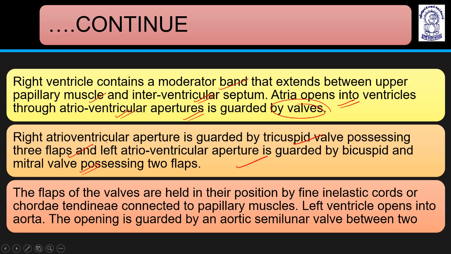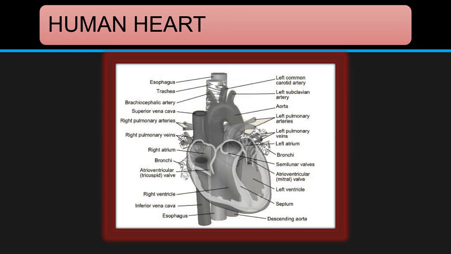Okay. The flaps of the valves are held in position by fine elastic cords or chordae tendineae connected to the papillary muscles. Okay. The chordae tendineae basically connect these atrioventricular flaps to the papillary muscles. The left ventricle opens to the aorta. The opening is guarded by semilunar valves, the aortic semilunar valves.